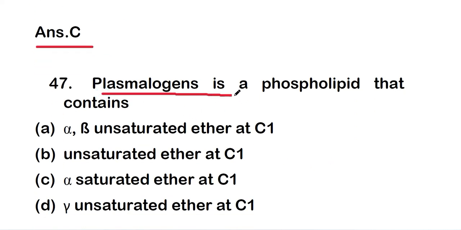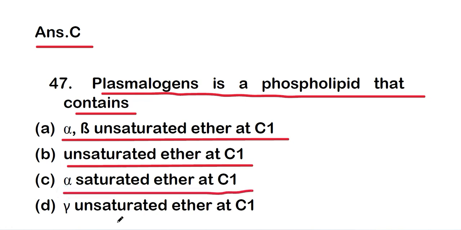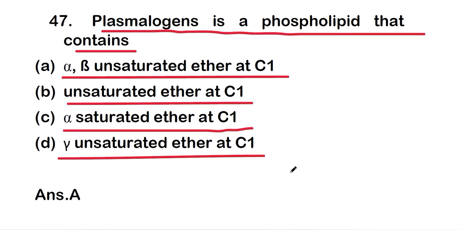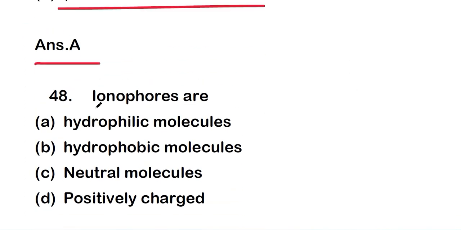So plasmalogen is a phospholipid that contains option A, alpha beta unsaturated ether at C1, that is carbon 1, or option B, unsaturated ether at carbon 1, option C, alpha saturated ether at carbon 1, or option D, gamma unsaturated ether at carbon 1. So the right answer about the plasmalogens is option A, that is alpha and beta unsaturated ether at carbon 1. Okay, so let's move on to the next question, that is question number 48.